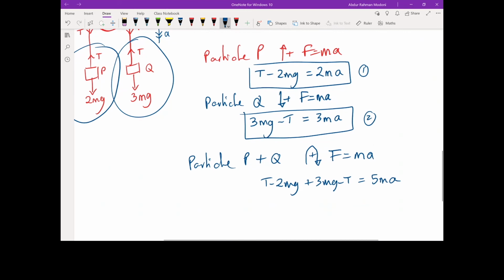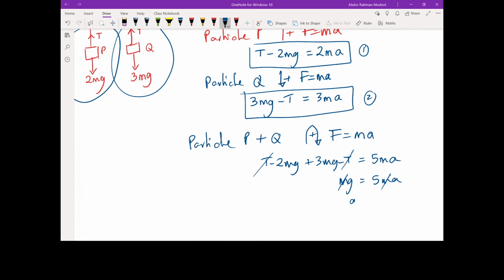What happens here? Yeah, simplifies, T minus T. 1mg, which is just mg, is equal to 5ma. Divide by m on both sides. m is a constant. g over 5, g is 9.81, yeah? Is equal to a. We found out the acceleration.